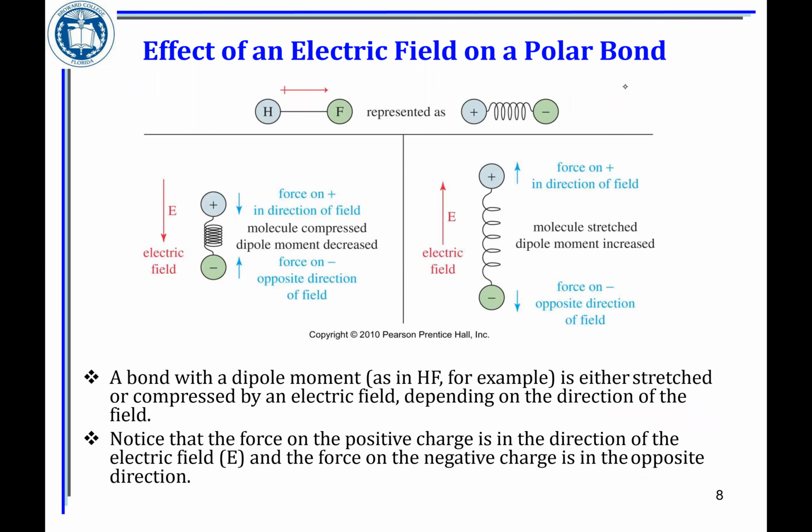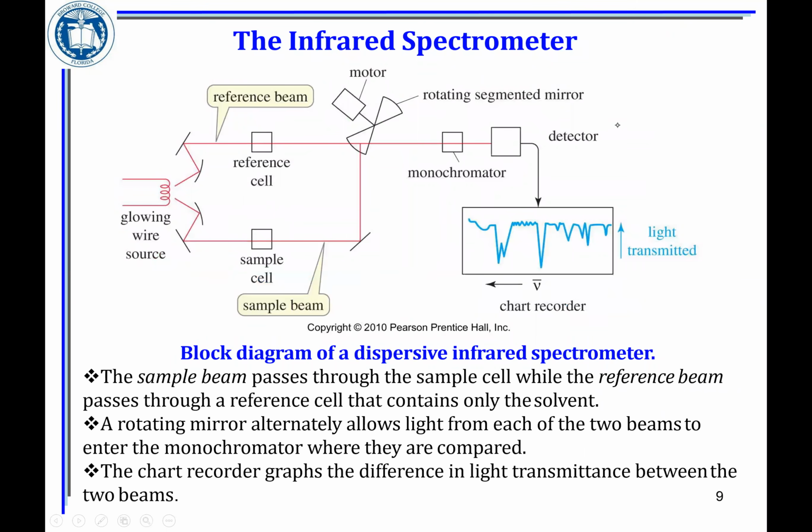So what is measured by the IR machine is the change in dipole moment. As I said, the value for mu is changing because we are changing the length. The D is changing, and since the D is changing, as a result, the mu, the dipole moment, is changing. The detector in the IR machine measures that change in dipole moment.